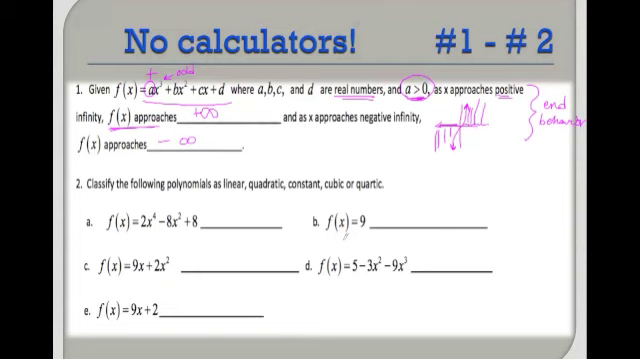Okay, number 2, classify the following polynomials as linear, quadratic, a constant, cubic, or quartic. So linear means your highest degree is an x to the first. Quadratic means x to the second. A constant means x to the 0, so you don't even have a variable included. Cubic, your highest degree is 3, and quartic means an x to the 4th. So this one is to the 4th, so it would be a quartic.